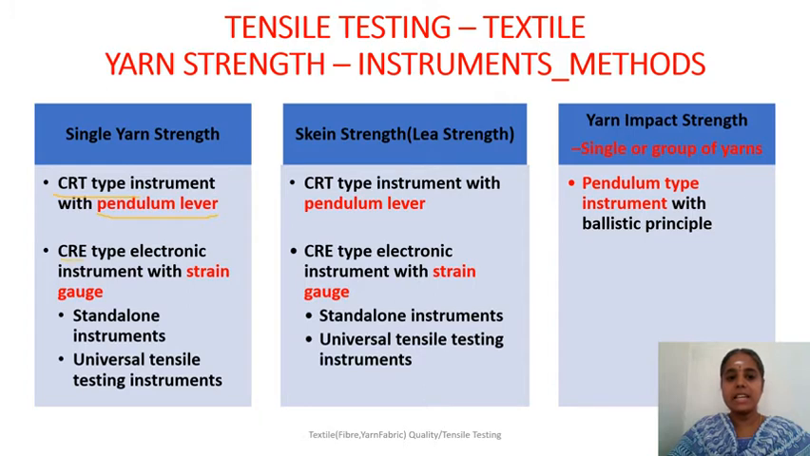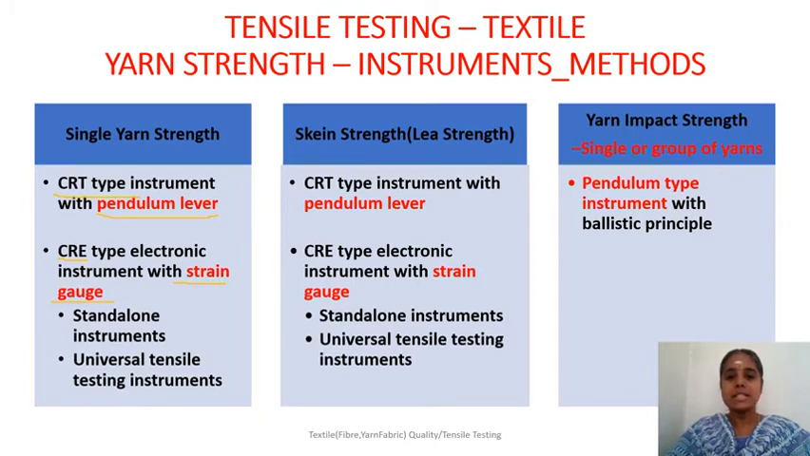Next is the CRE type instrument, constant rate of extension, in which the load measurement uses the strain gauge. For this CRE type instrument, there are standalone instruments. An instrument only for testing of yarn is also available, which is called a standalone instrument. And universal tensile testers have jaws for single yarn, lea, fiber, and many other materials can also be tested with the universal tester. If you use the yarn jaw, then you can do the single yarn strength testing.